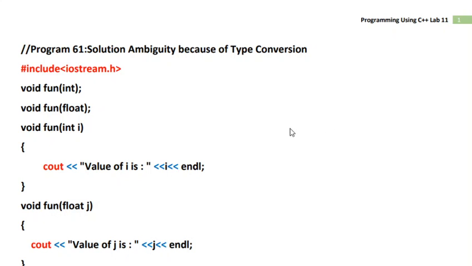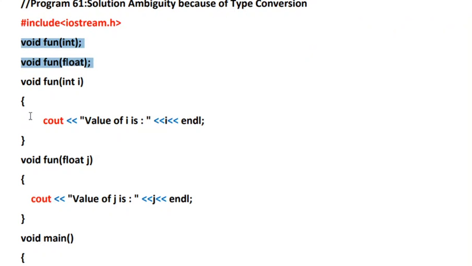So in today's class, we're going to discuss the solution to the ambiguity problem because of type conversion. As you see here, there are two functions by the same name. One is capable of taking an integer, the other one is capable of taking float, and both are capable of returning void. This is the definition for the function that takes an integer. I'm simply displaying the value of the integer variable.